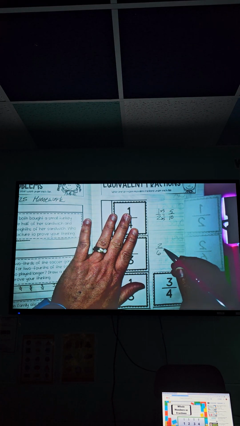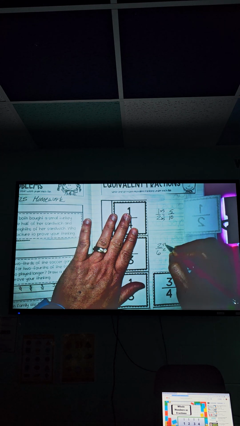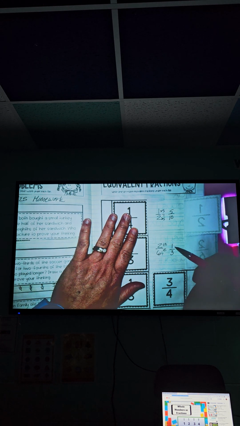2, 6. Oh, here we go. So 2 can go into 6. So let's divide. 2 divided by 2 is 1. 6 divided by 2 is 3. You can do the opposite to check yourself. 2 times 1 is 2. 2 times 3 is 6.